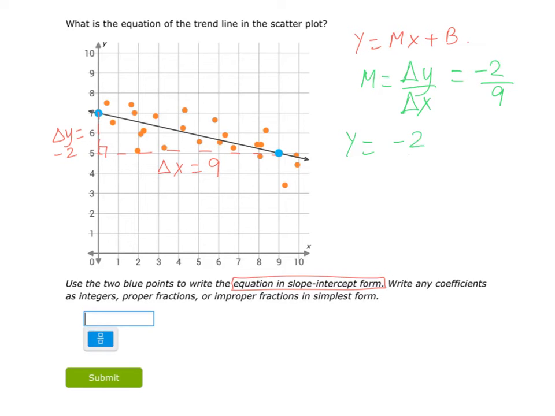Y is equal to -2/9 x plus b. And b is right here. This is b. So which is 7. So b is 7. So let's plug that in. So our final equation will be y is equal to -2/9 x plus 7.